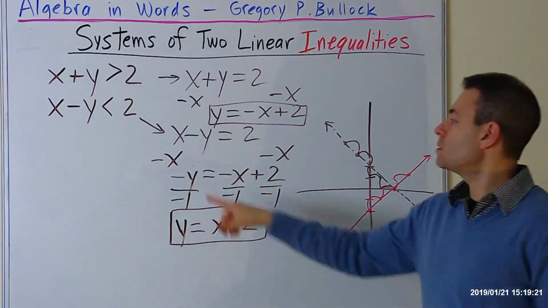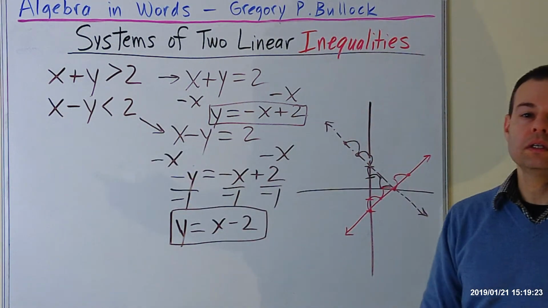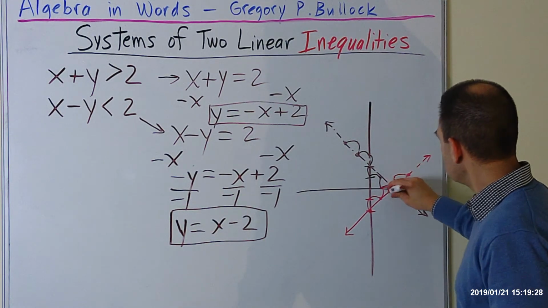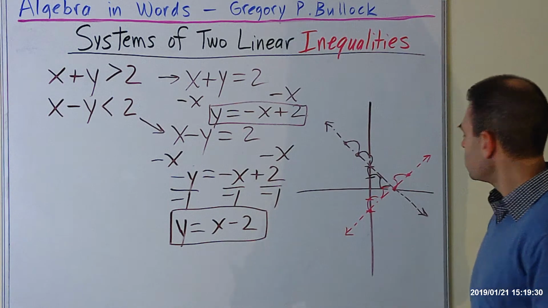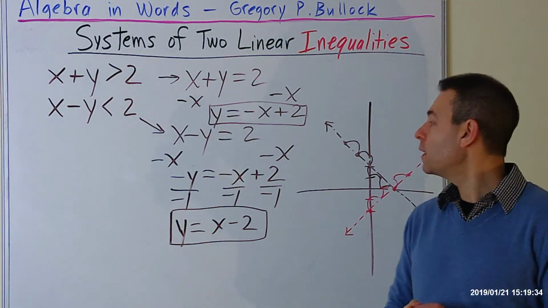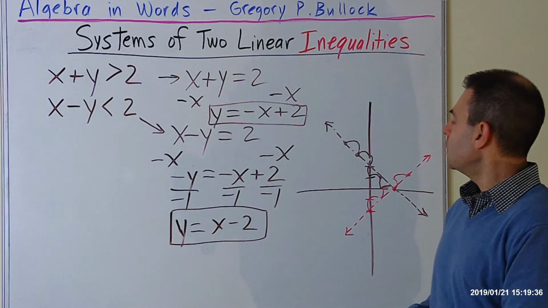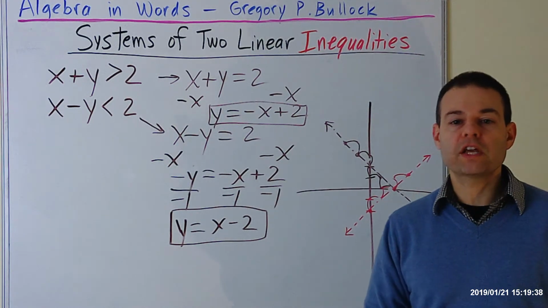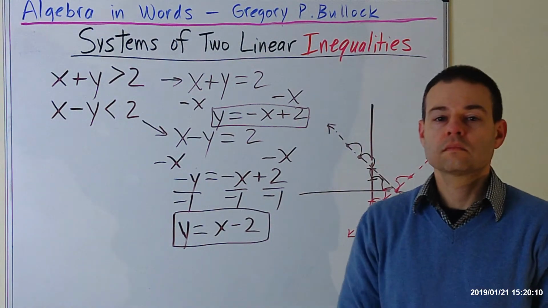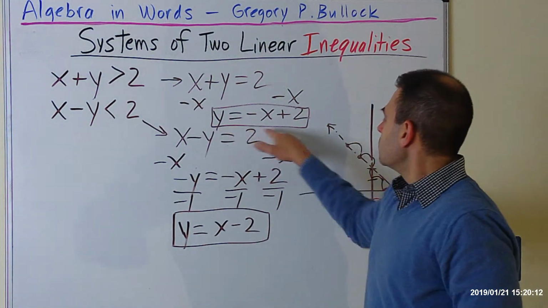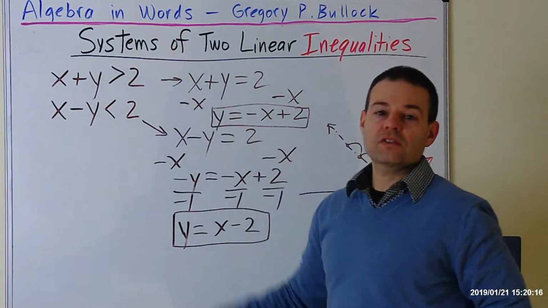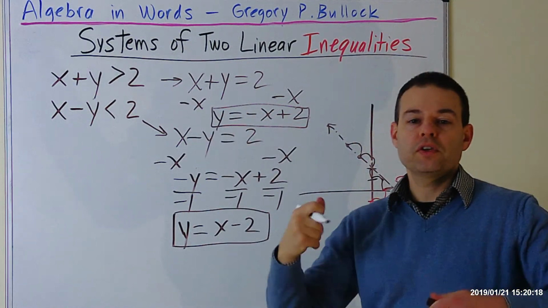Again, this is a non-inclusive symbol, so we're going to make that a dotted line. Hopefully you can see that that's now a dotted line. Okay, next is to determine a test point so that we can proceed to shade. And we're going to go back to this one. We're going to start at the top. Now, what test point should you choose?